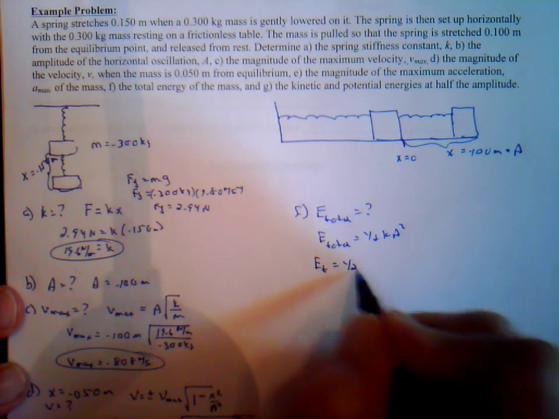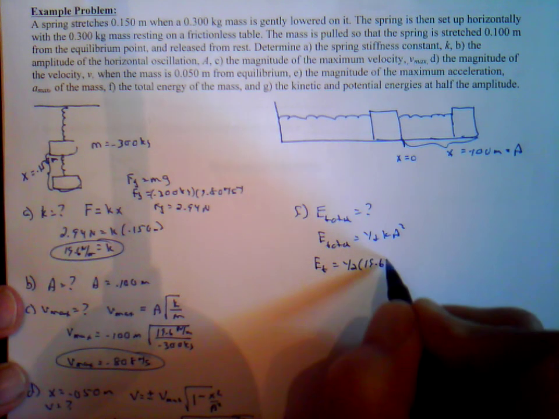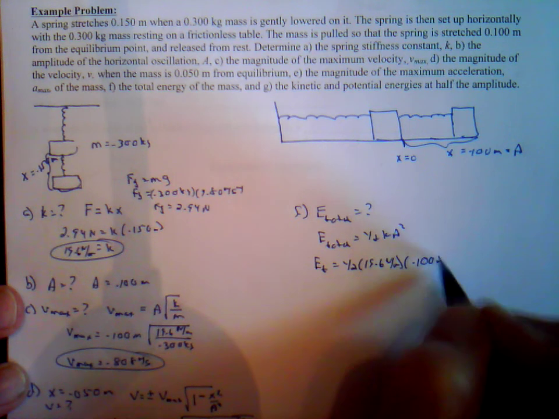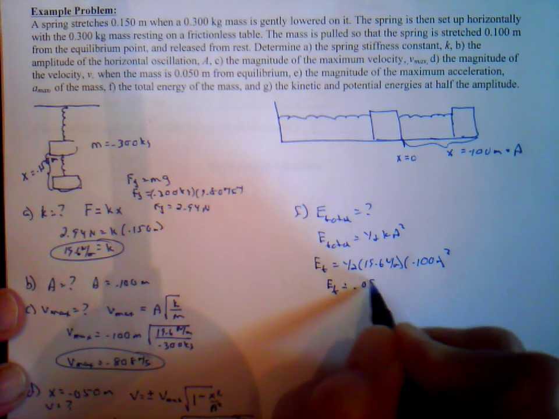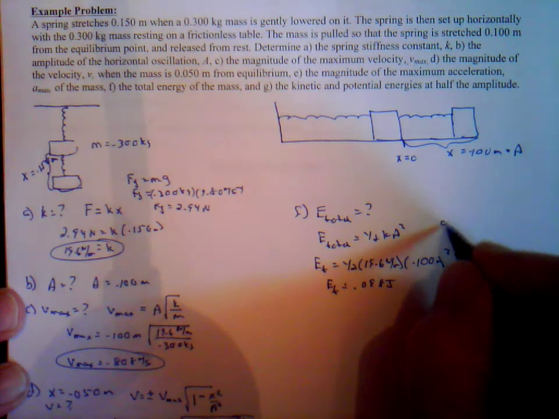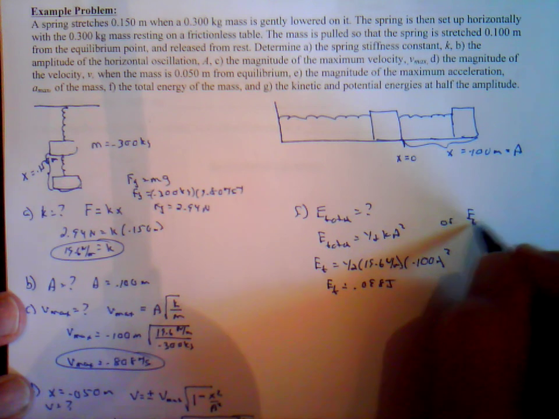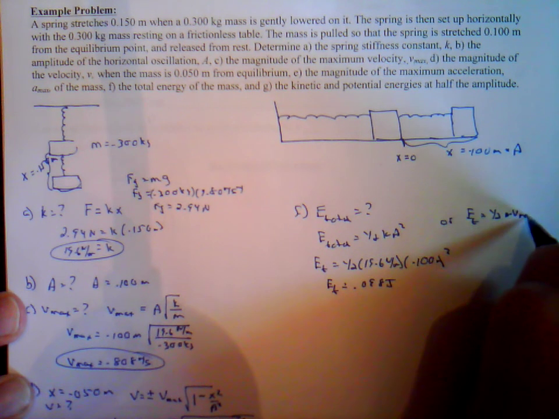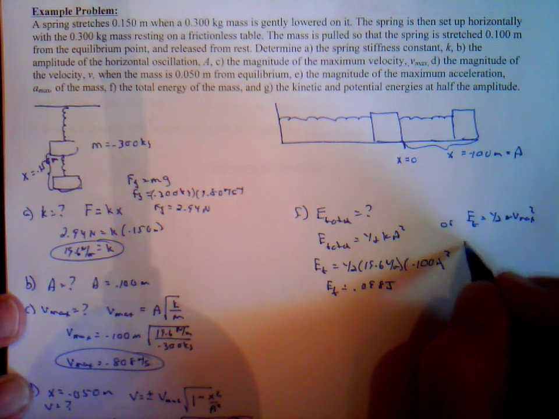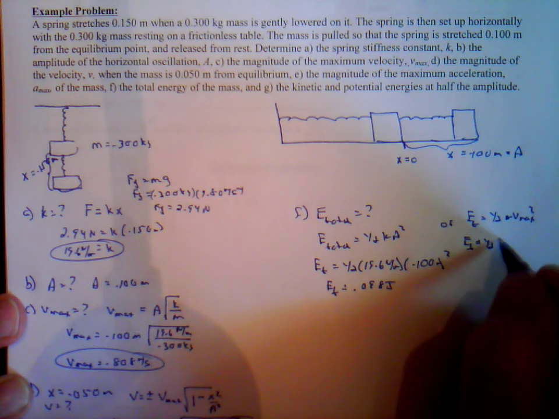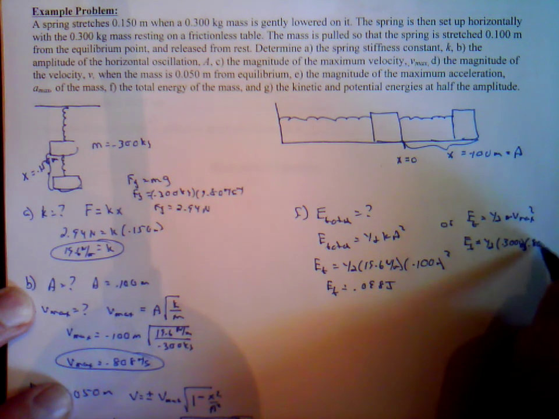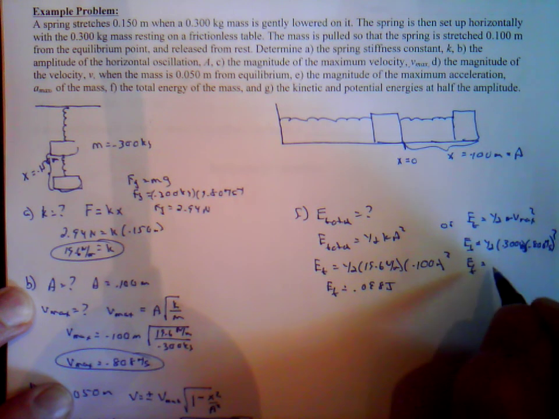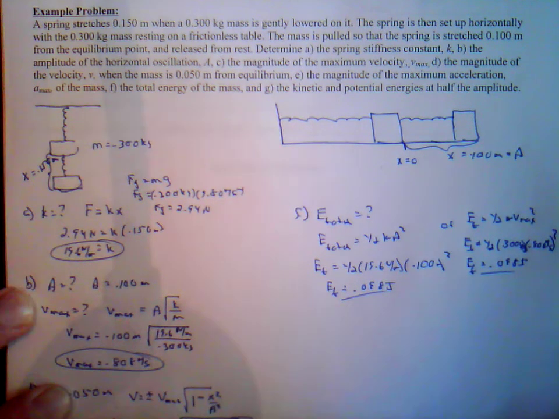E total equals 1/2 times the constant, 19.6 newtons per meter, times the maximum amplitude, 0.100 meters, all squared. We get that total energy to be 0.098 joules. We could also determine it as E total equals 1/2 m v max squared. That's 1/2 the mass, 0.300 kilograms, times the maximum velocity, 0.808 meters per second, all squared. We should get that total energy also to be 0.098 joules. You can do this either way.